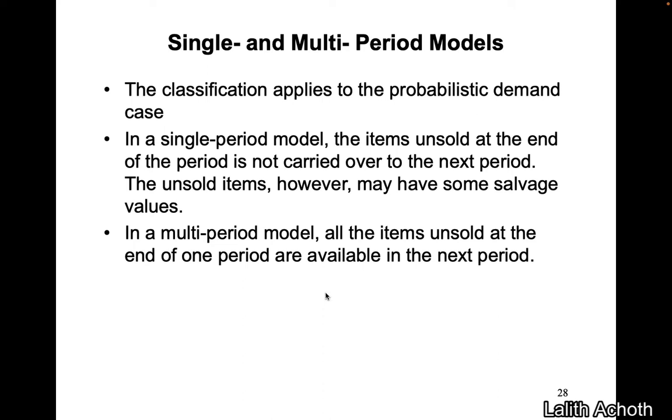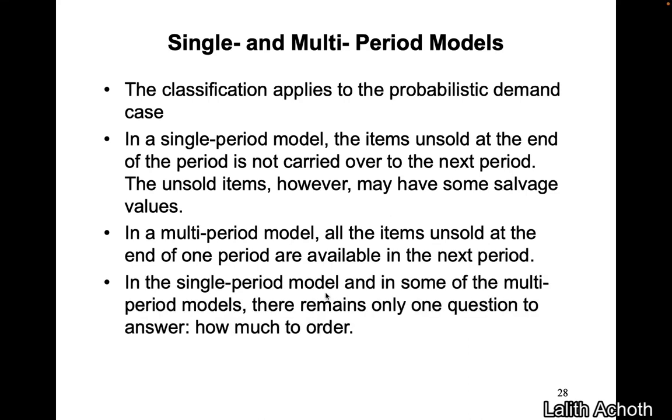In a multi-period model, all the items unsold at the end of one period are available for the next period. So if it's rice or wheat or anything, if I don't sell it this period, I'll sell it the next period. Nothing happens, it doesn't get spoiled. So please remember this distinction between a single period inventory model and a multi-period inventory model. In a single period model and some of the multi-period models, there remains only one question to answer: how much to order? So the vegetable vendor who goes to the market and buys her stock of vegetables to sell in her push cart or in a wagon will have to decide how much to buy.